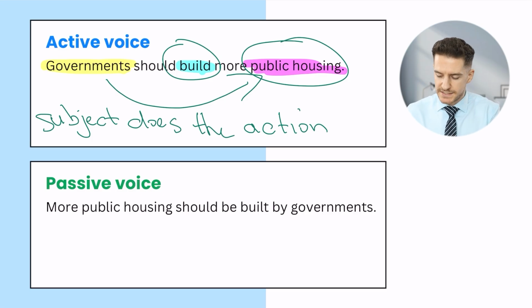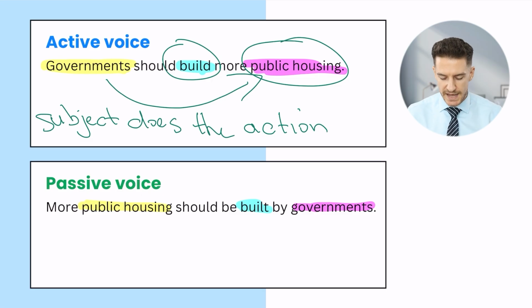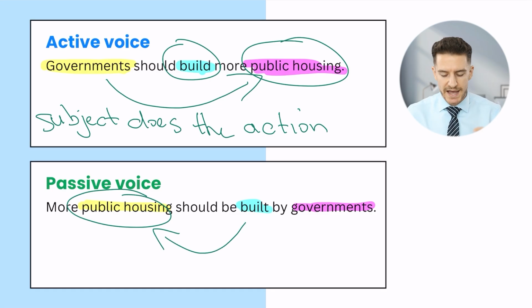Now, if we have a look at this sentence below, which is a passive voice sentence, so public housing, it's the subject now. We've still got a verb, and the verb is built. As you can see, we've changed the form of the verb, and then we've got governments. So you can see that the positions have been switched. So now governments is at the end. So with the passive voice sentence, this subject is receiving the action. Okay, it is not doing the action like with the active voice up here.